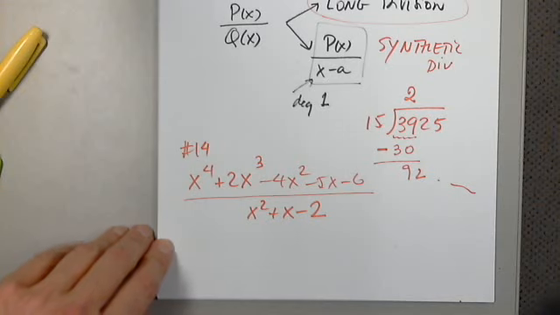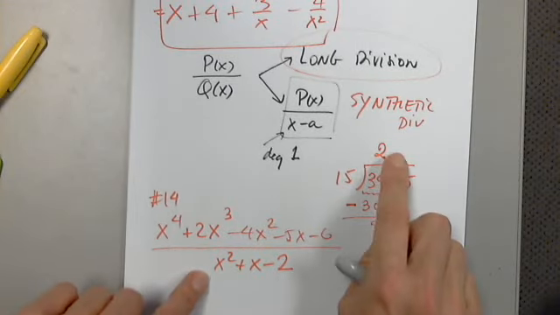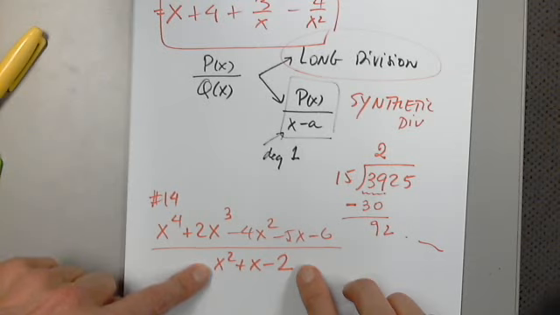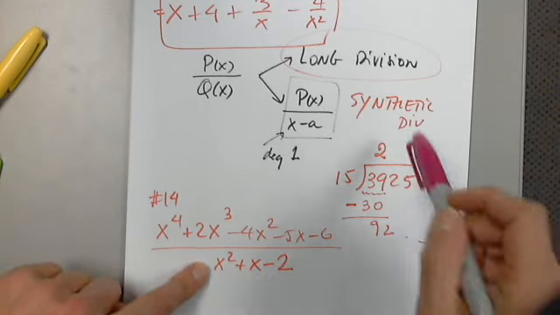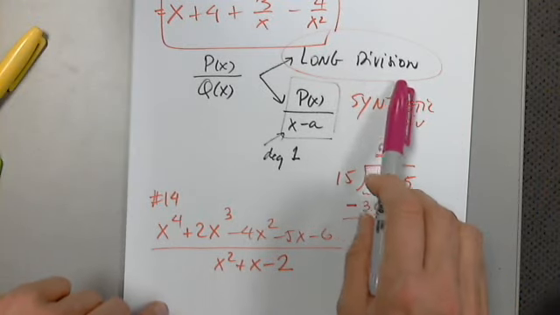My first question to myself is, can I apply synthetic division? No, I can't, because the denominator is not a binomial linear degree 1, right? So this is something else. It's quadratic. So I cannot apply synthetic division. Good. So my only chance is long division.